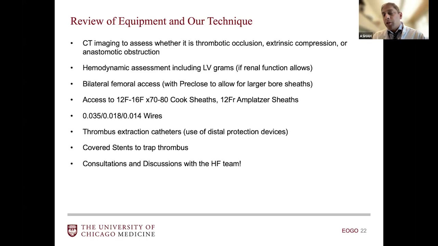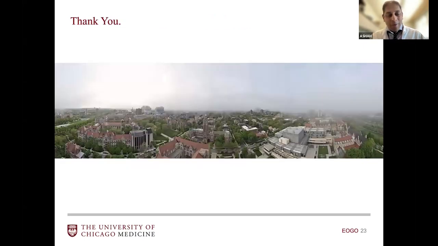If it's a taller patient, you may need to think about an axillary approach, in which case pre-close is absolutely essential to enhance vascular security. We can use .035, .018, .014 wires, thrombus extraction catheters, covered stents that trap thrombus, and of course, what's critically important, consultations and discussions with our heart failure team. I want to thank you for your time and your attention, and happy to answer any questions you may have.